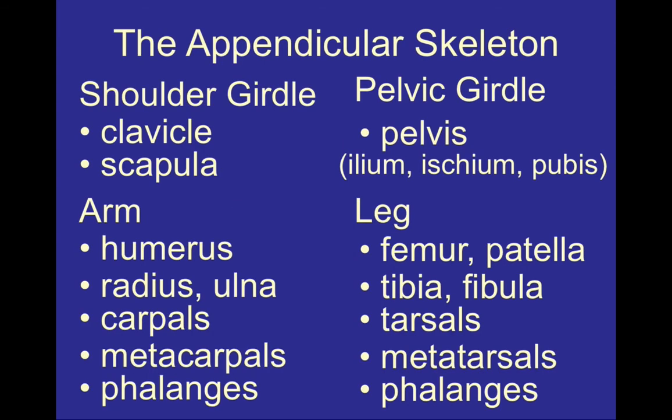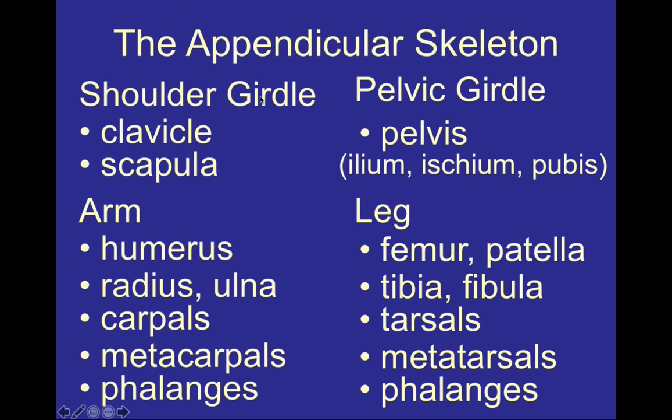Hello everyone and welcome. In this lecture video we are going to cover the appendicular skeleton. The appendicular skeleton consists of 126 bones, and it consists of the shoulder girdle, the arms, the pelvic girdle, and the legs. Each of these components are listed.